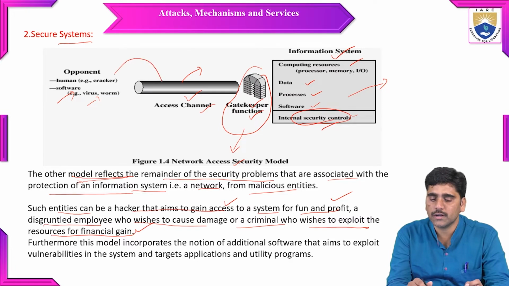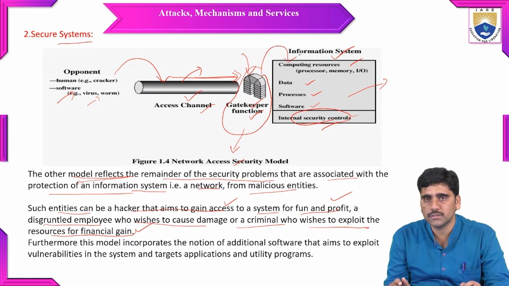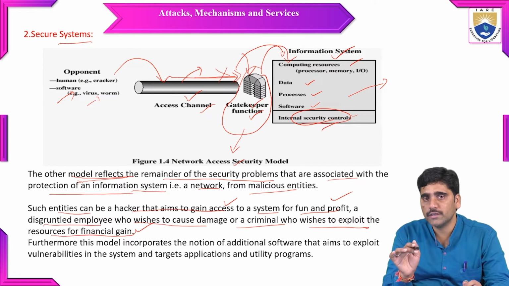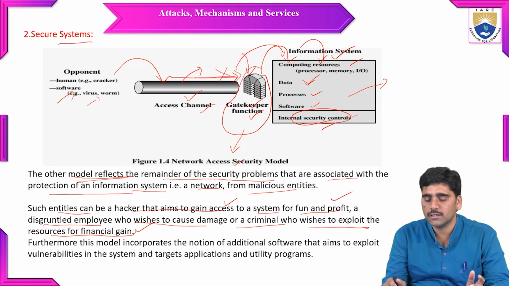So the data is going to be transferred through this channel. Once the data is transferred, the gatekeeper allows it if and only if the data is authorized. If and only if the data is authorized, then it can be sent into the information system. If the data is not authorized, it is not going to enter the information system. If it is authorized, then it enters the information system. That becomes data, processes, and software. However, you can say anything.